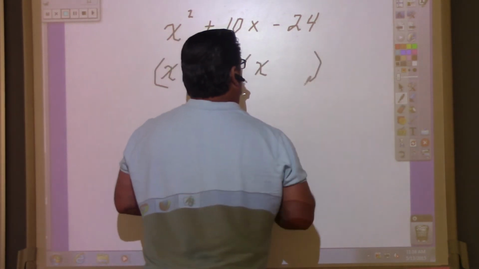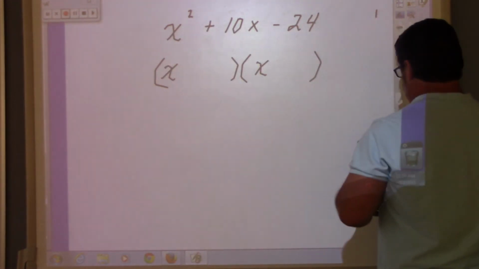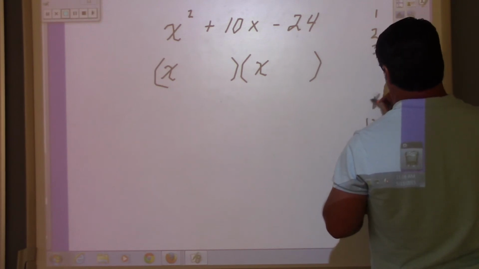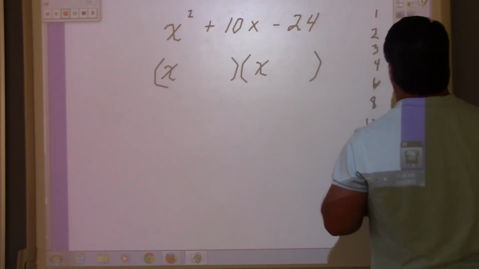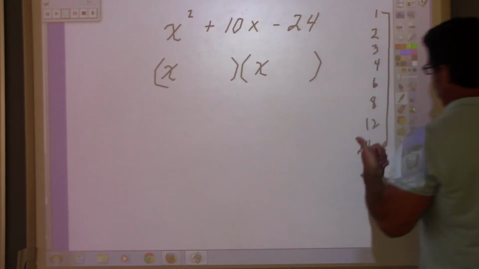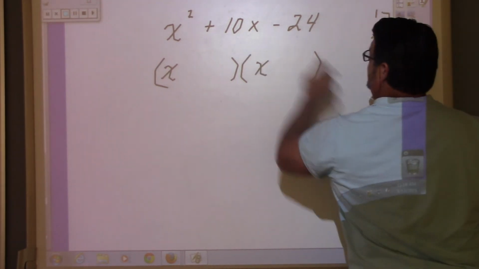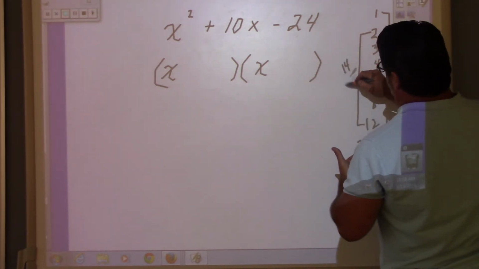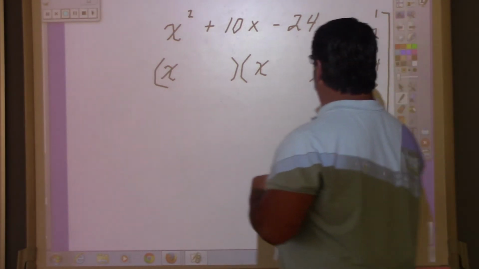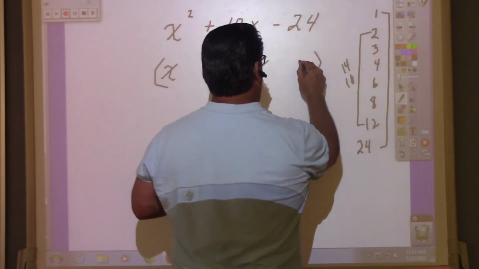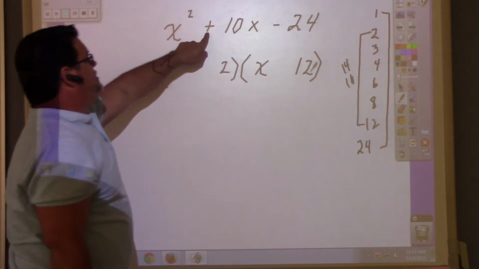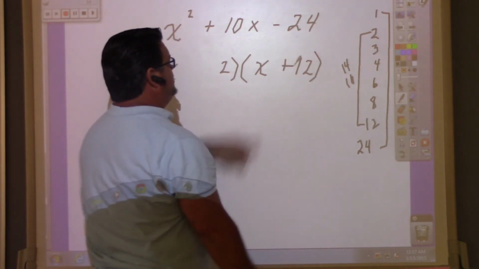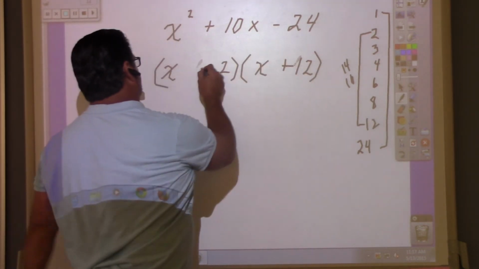X, and I'm going to break up 1, 24, 2, 12, 3, 8, 4, 6. Okay, 1 and 24, give me a 25 and a 23. That won't help us. 2 and 12, give us a 14 or what? 10. Oh my! Let's try that. So I'm going to put a 2 here and a 12 here. What does this sign tell us? That the biggest number has to be what? Positive. And this tells us like or unlike? Unlike. It's a miracle.